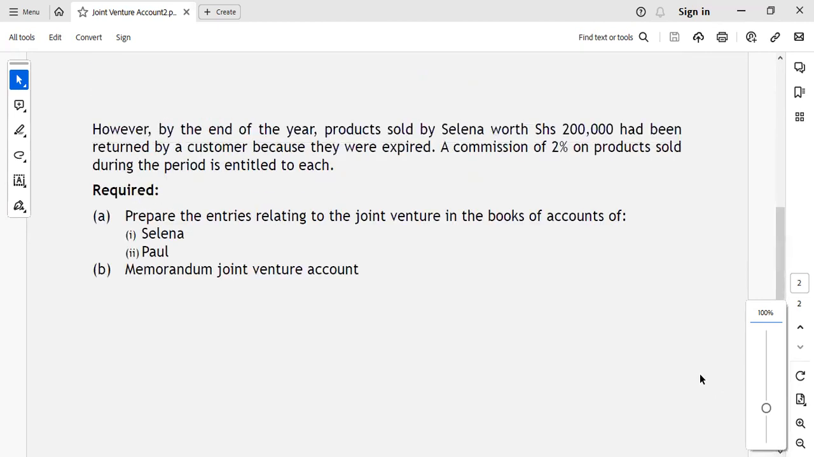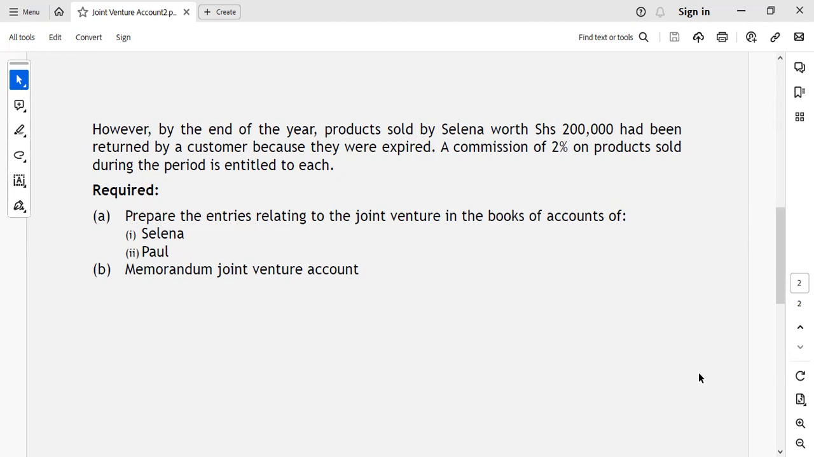What are we required to do? Of course, however, by the end of the year, products sold by Selena worth shillings 200,000 had been returned by a customer because they were expired. A commission of 2% on products sold during the period is entitled to each. Required to prepare the entries related to the joint venture, in the books of accounts of Selena, and in the books of accounts of Paul. Then you're also required to come up with a memorandum joint venture account.